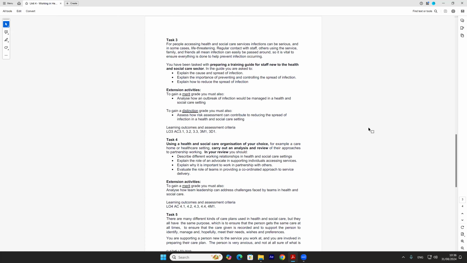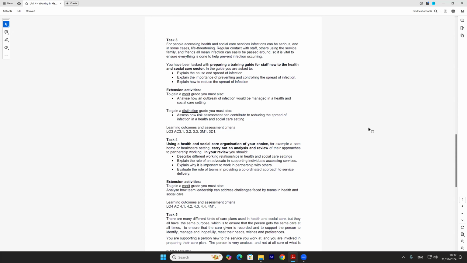Then we have droplet transmission. So when an infected person coughs or sneezes, they release droplets that contain pathogens, which can be inhaled by others nearby. Then we have airborne transmission. So some infections like TB can spread through tiny airborne droplets that remain suspended in the air and can be inhaled over distances. So again, why are all of these important?